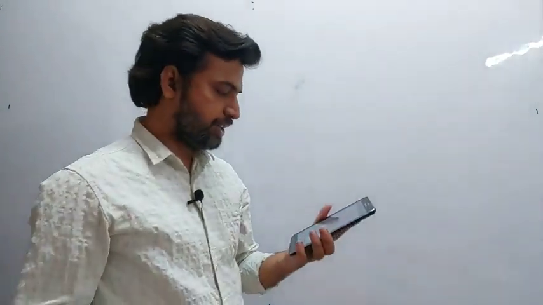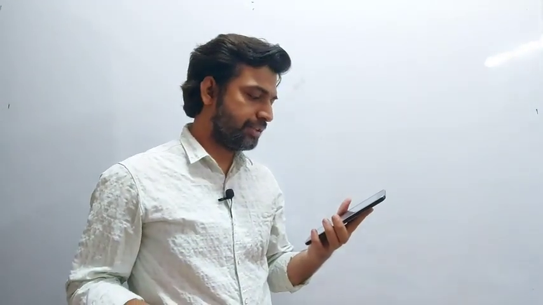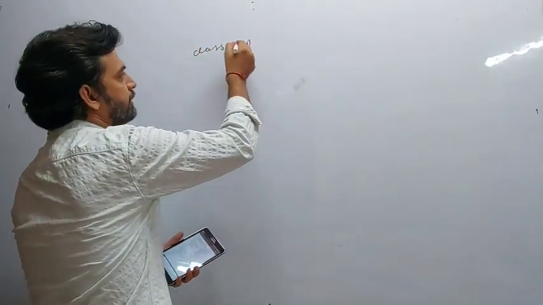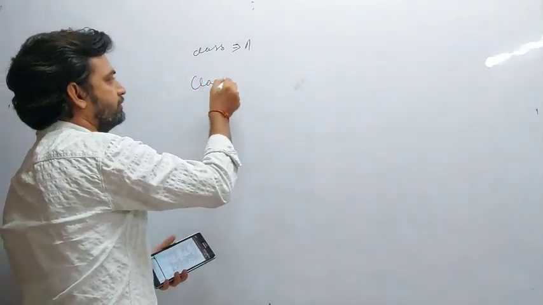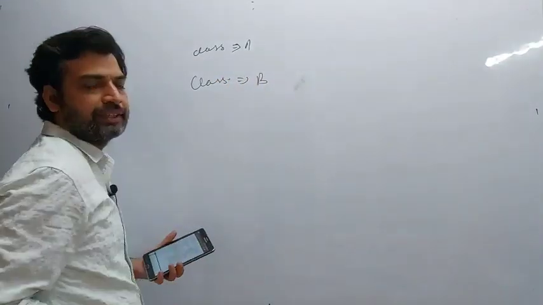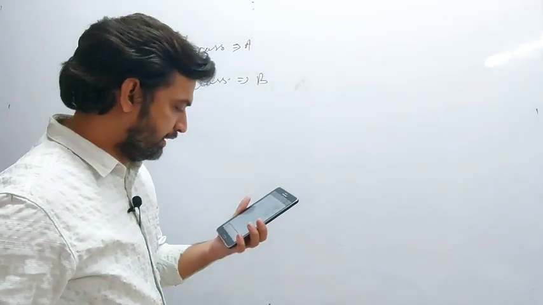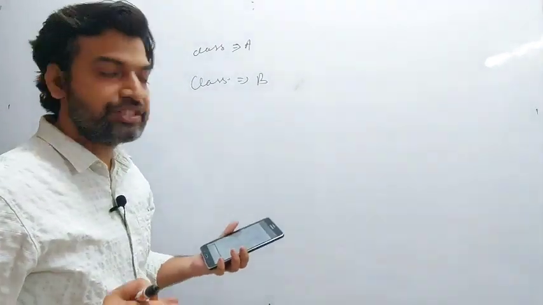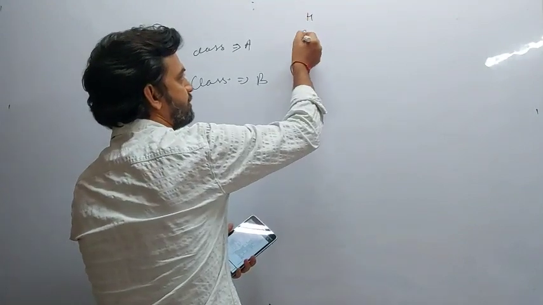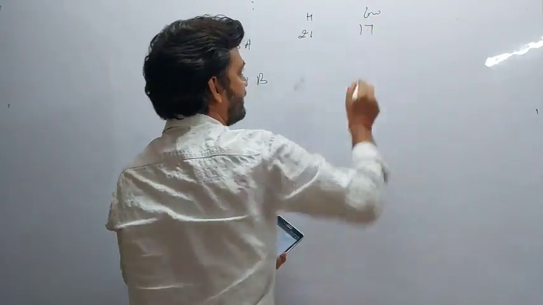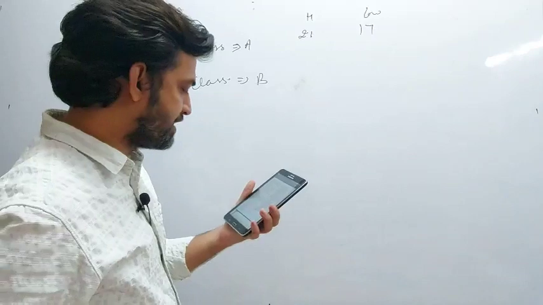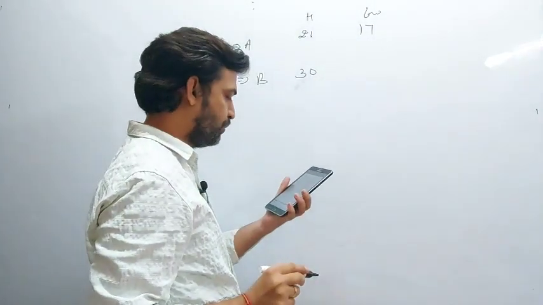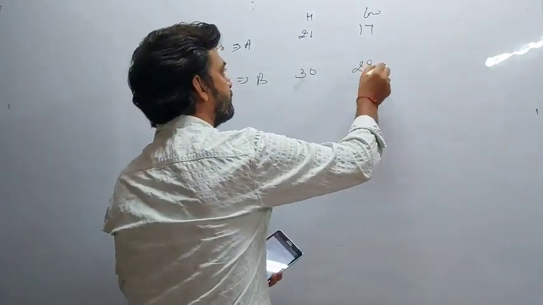Coming to the next question. The next question says that there are two classes, A and B. The highest score in class A is 21 and the lowest is 17. Talking about class B, the highest score is 30, and the lowest score is 22.